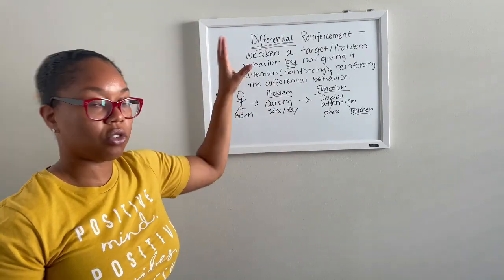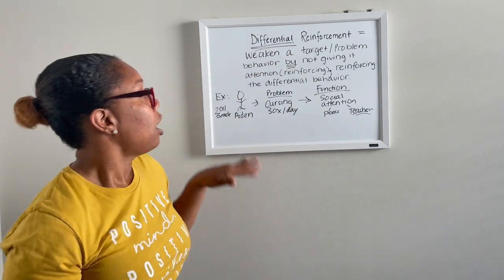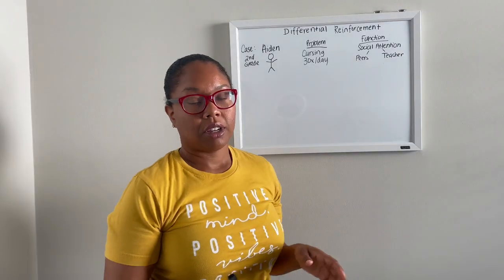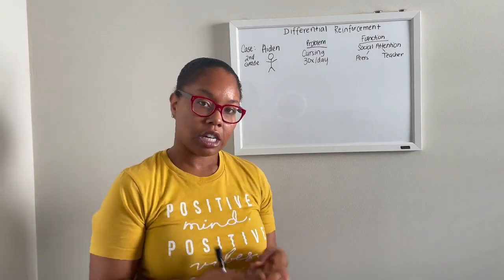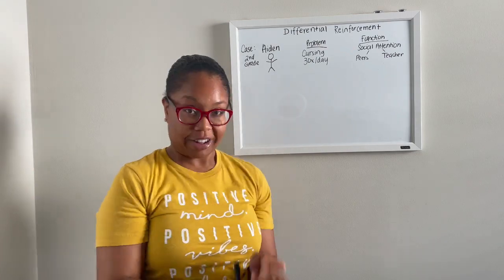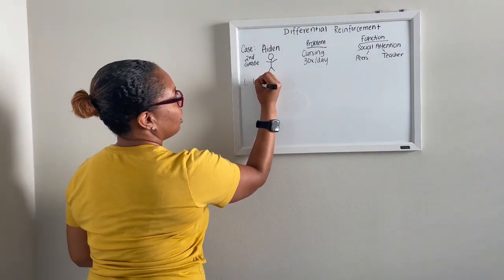So I'm going to go ahead and erase this off the board. Make sure you have it in your notes if you're taking notes. And then we're going to break it down. All right. There are 4 types of differential reinforcement. You have the DRA, DRI, DRO, and DRL. I almost forgot, okay? So let's start off with DRA.